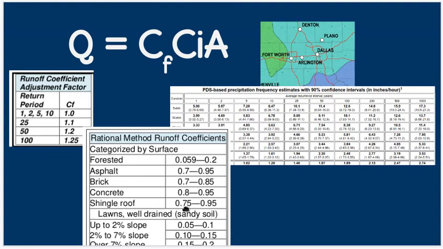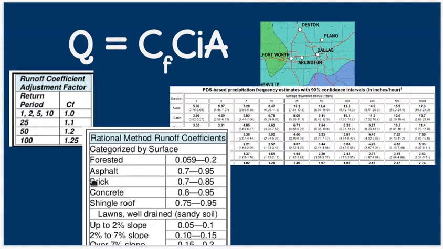Notice that it has a range. Let's look at brick, for instance. If you know a lot about the site, the amount of the brick and the kind of brick and the spacing of the brick and all that kind of thing, then you can get a really specific value here. So this is an expected range.